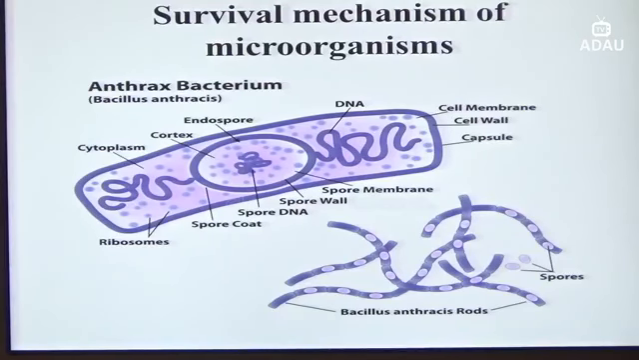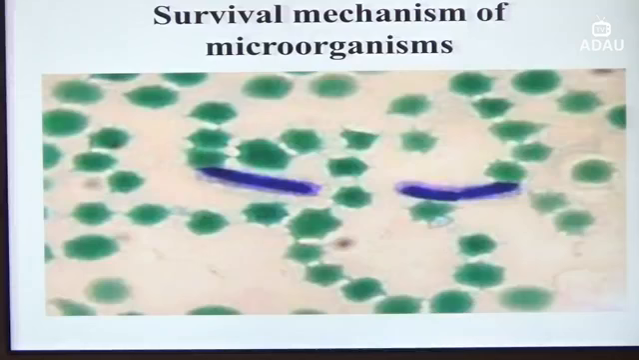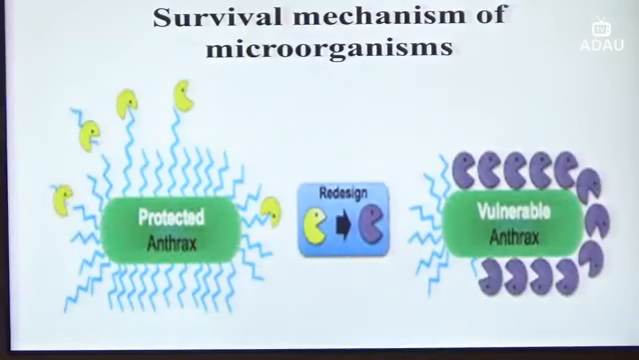Using some staining methods, we try to observe the capsule, endospores or spores of the microorganisms. This is another survival mechanism, and we can observe these survival mechanisms under microscopes using special staining methods. This is the vulnerable anthrax, and this is the protected anthrax. Using the survival mechanism, bacteria or other microorganisms like Bacillus anthracis try to protect themselves from inappropriate or bad environmental conditions.